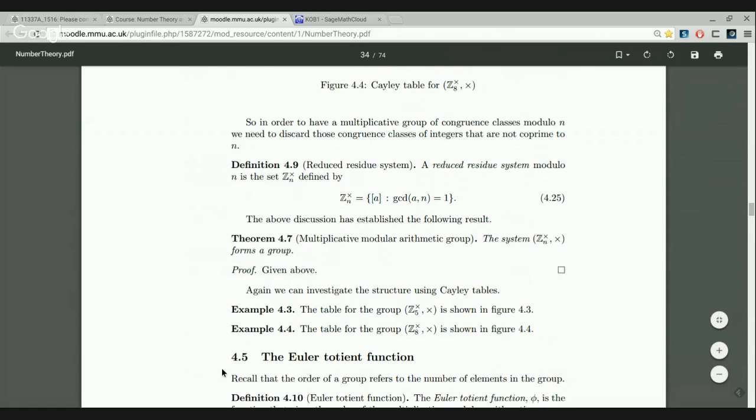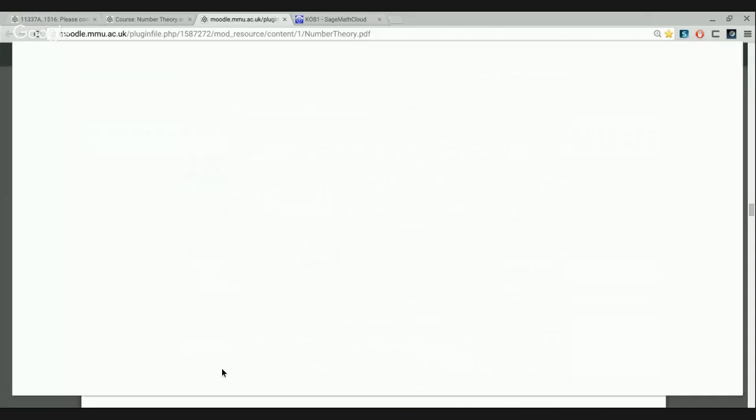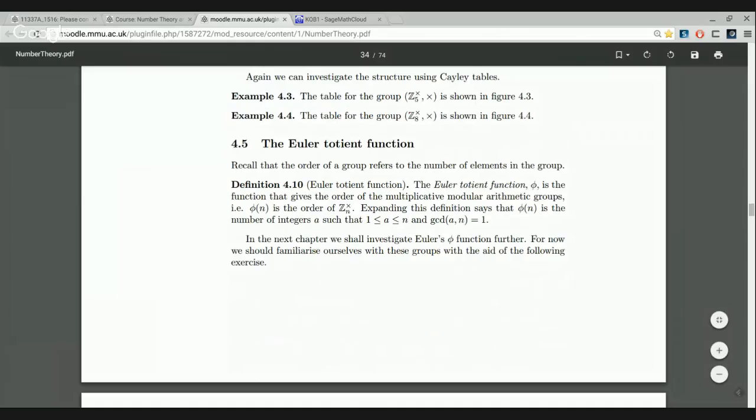Looking at the Euler totient function. Oops, right, I need to print it.